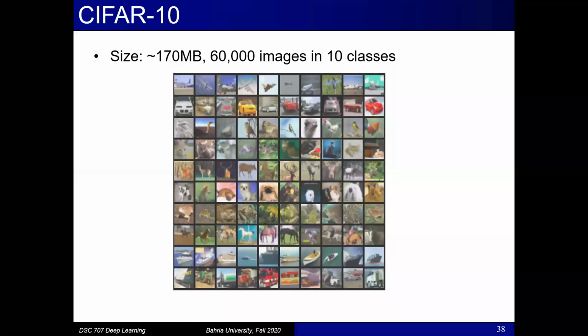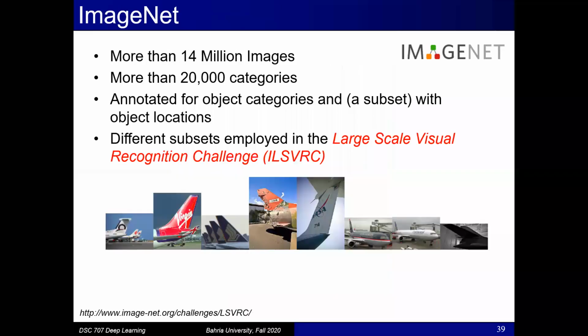Otherwise it has almost the same number of classes and almost the same size. MNIST was 70,000, this is 60,000, right? But the key difference is the color information.